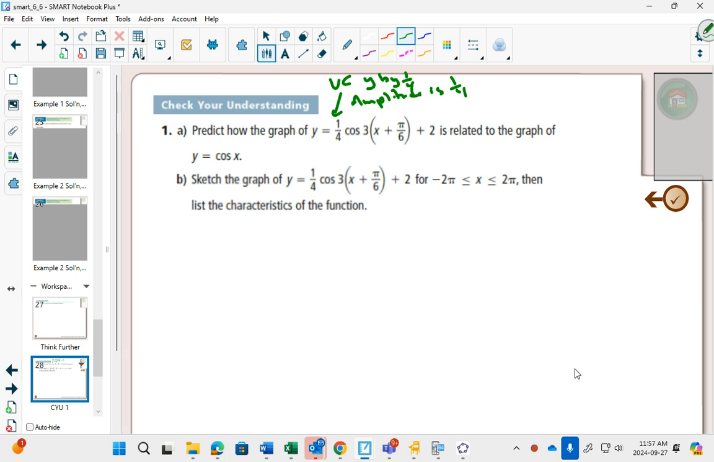Okay? Next, switch colors here. The b value, we can still think in transformations. This is going to be a horizontal compression. We're going to multiply our x values by 1/3. But we also know now that our period is going to equal 2 pi divided by 3. Switch colors again. The pi over 6 is a horizontal translation. Pi over 6 to the left.